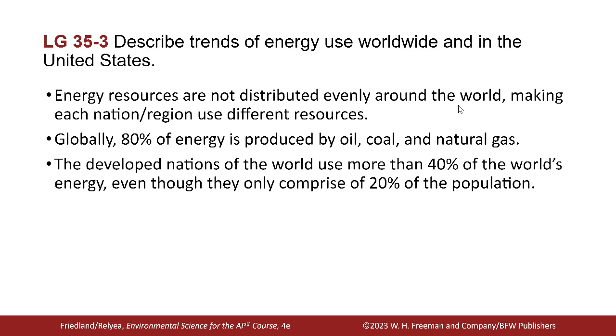The developed nations of the world use more than 40% of the world's energy, even though they only comprise 20% of the population. Okay, so of that oil, coal, and natural gas, 40% of it is being used by developed countries such as the United States, Germany, Japan, China, all of that. Even though we only have 20% of the world's population. So what is the rest of the world doing? Any idea?